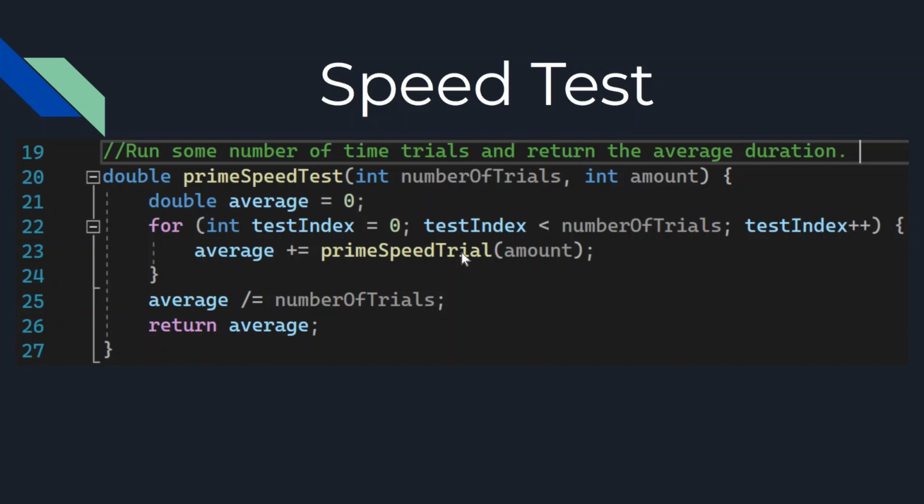So it takes in a number of trials and the amount of primes we want to find. First, we're going to declare some average. And then we're going to run a loop which adds the speed of each trial to this average. And after this loop is completed, we're going to divide the average by the number of trials we did, and then return the average.